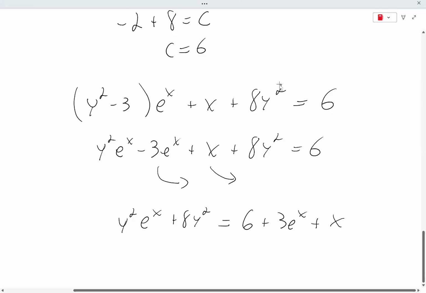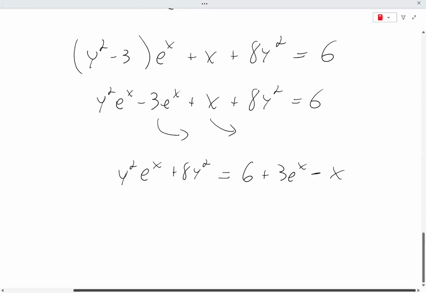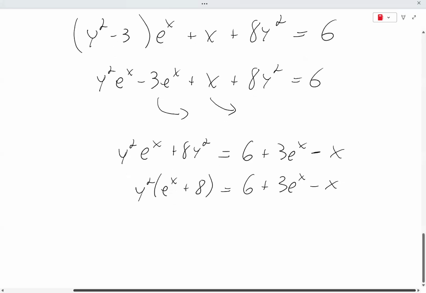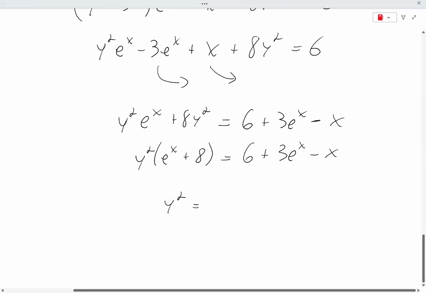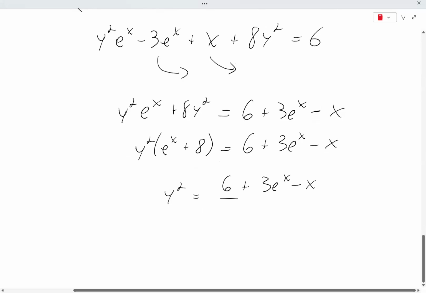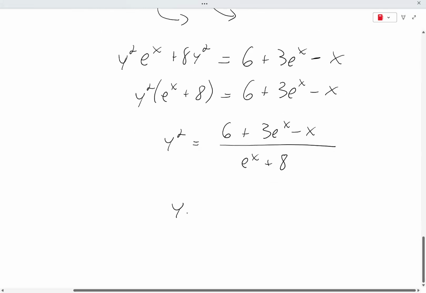This is actually possible to do because they're both y squared. Is it minus x? Yeah, thank you. I get this. Now how would you solve for y? You could factor out the y squared, and then divide. Finally, take the square root. I'll put plus or minus here, so when we take the square root, you get plus or minus in front.